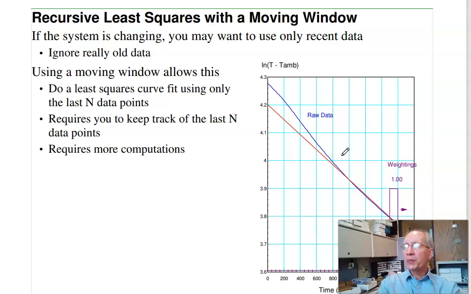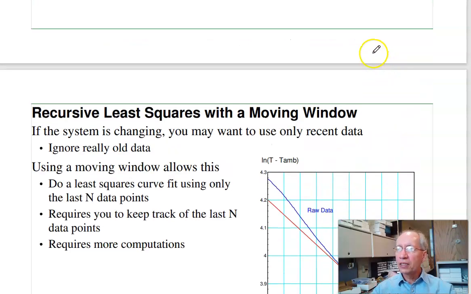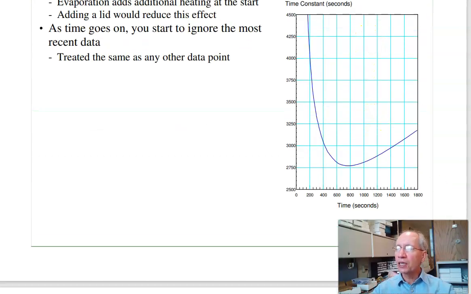Well, one problem with least squares is I use all the data. So as time goes on and on, this last data point has a weighting of 1 over 1800 because it's just 1 point among 1800 data points, and so on. So the weighting for each data point gets smaller and smaller as time goes on. If the system is time varying, eventually I kind of ignore the changes.